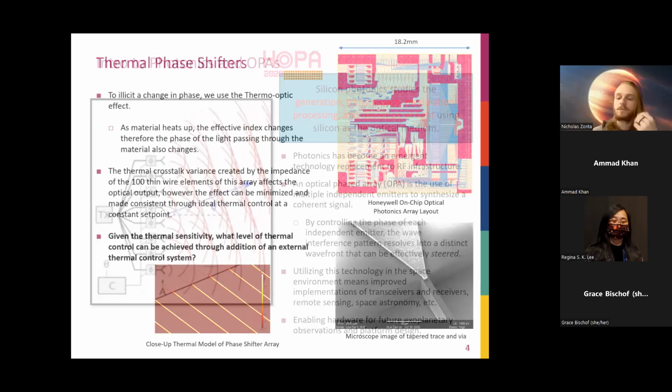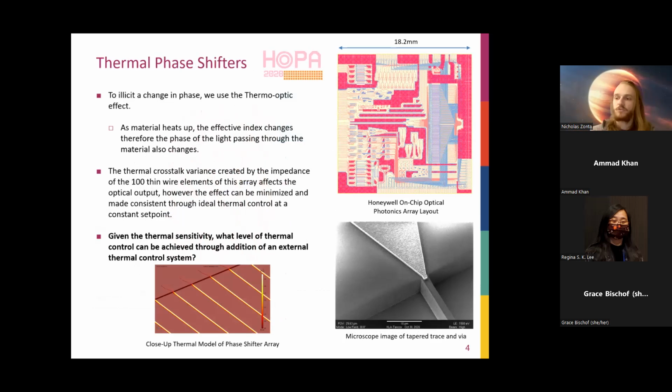So how do we go about making this transmitter work, this optical phased array run? And this is to be done through the thermo-optic effect. So as a material heats up, the effective index of that material changes, and therefore the phase of light passing through it also changes. So we essentially tune the temperature of the waveguides of which the light is traveling through in order to have them be at different phases of when they reach the emitter at the end.